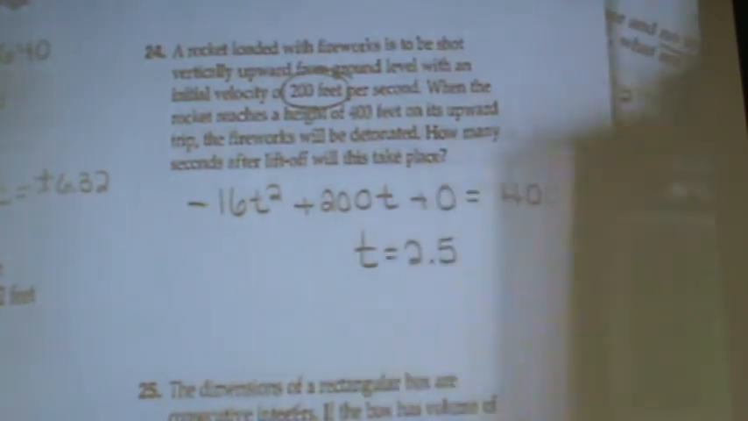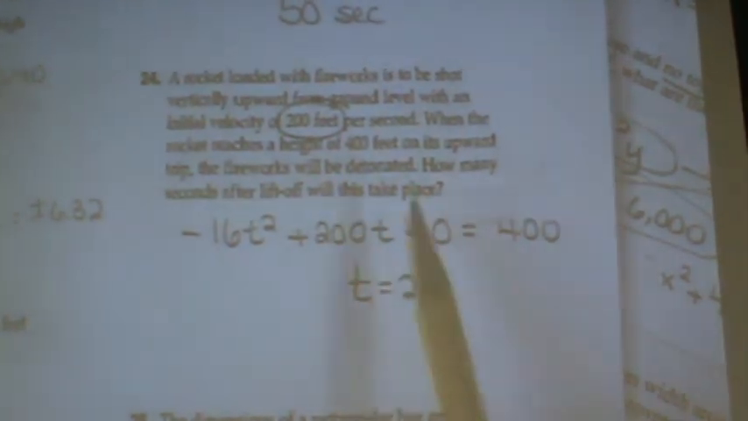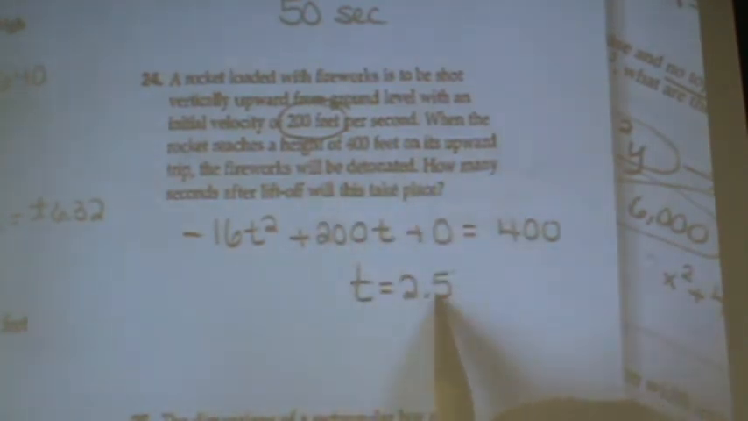I will type this in to show you. You're going to type in negative 16x squared plus, because the initial velocity is positive, 200x, and then minus 400, because you want to bring this 400 to the other side. Hit graph, and you will see there's your answer right there. When you hit second calc, 0, and it's between 2, enter, and 4, you get 2.5. So in 2.5 seconds, it will reach that 400 feet, and then the firework will detonate.